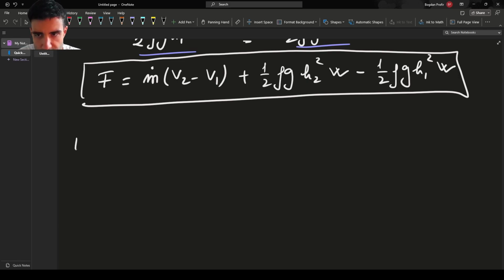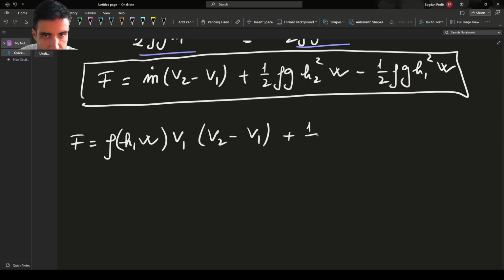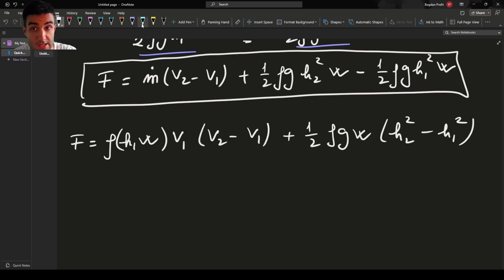So we've got the force, and then we have the mass flow rate. So the mass flow rate is density multiplied by, you can take whichever station you want. I'll take number 1, for example. So this is going to be h1w, so that's the area of the rectangle as we discussed earlier, multiplied by v1, and that's v2 minus v1, and then 1/2 rho gw, and then we can factorize this like that. And now we can divide by w to get that force per unit width.